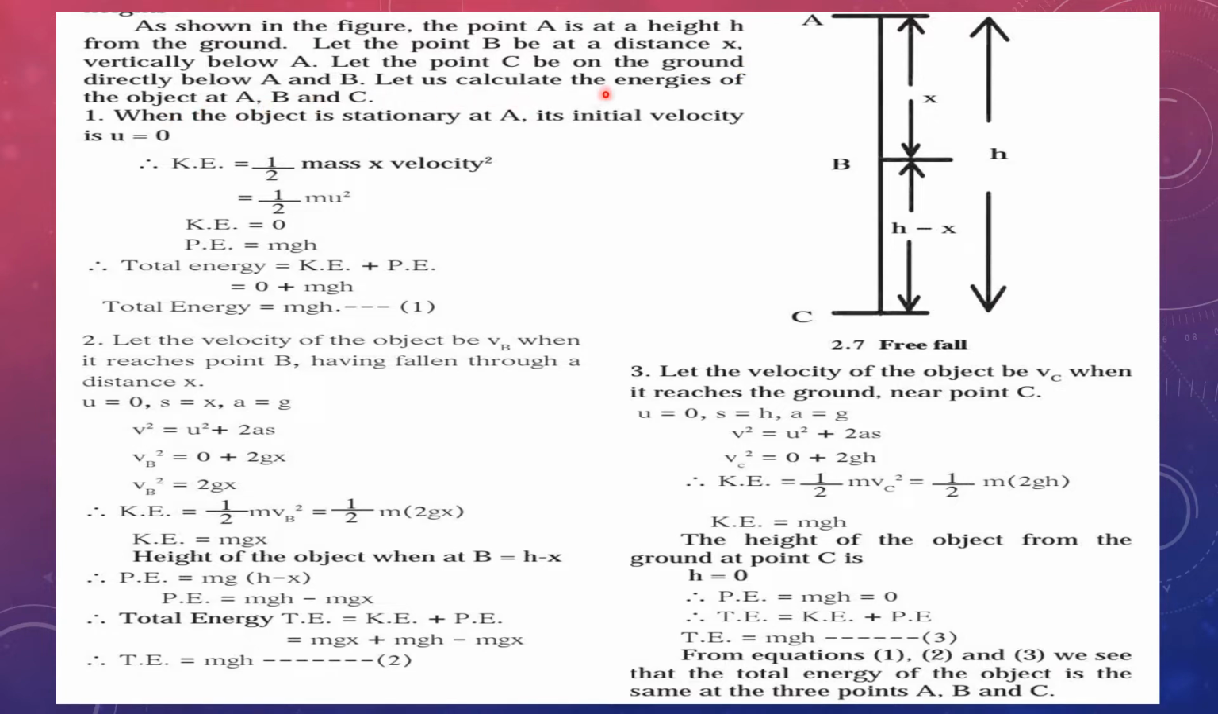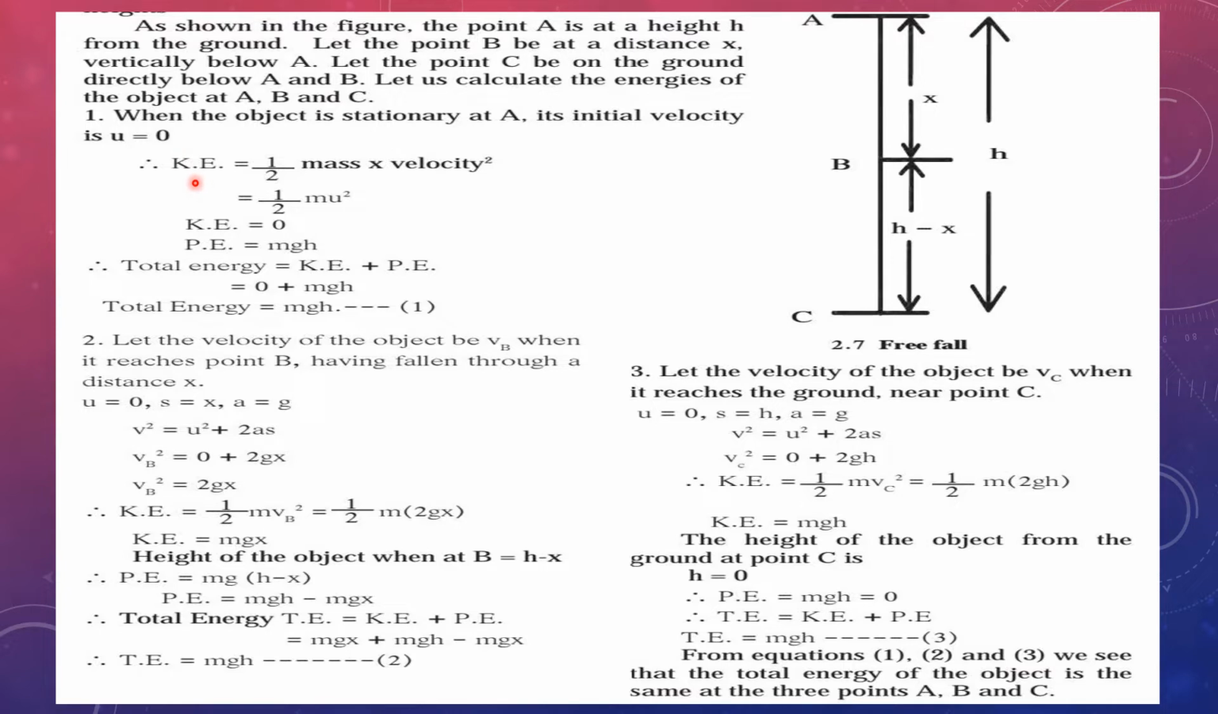Let us calculate the energies of the object at A, B and C. That is, we have to calculate the energy of the object at point A, at point B and at point C. At first, we calculate the energy of the object at point A. Now, when the object is at point A, that is at height h, it is stationary. That is, its initial velocity should be 0.